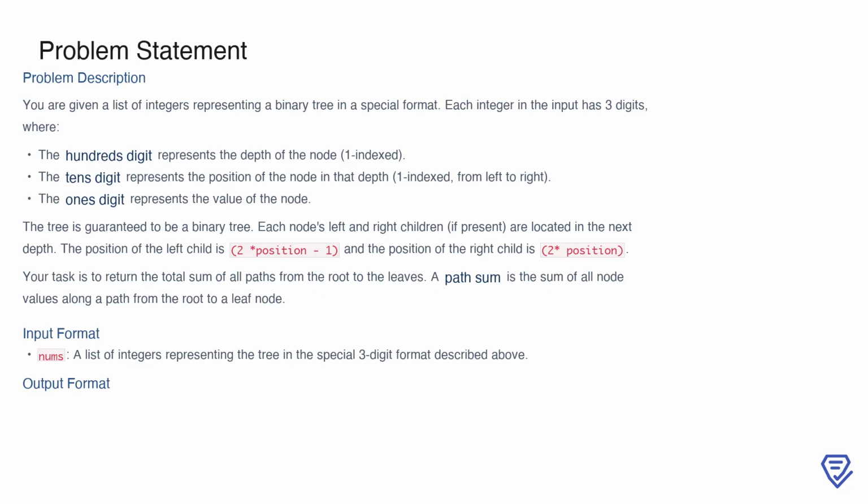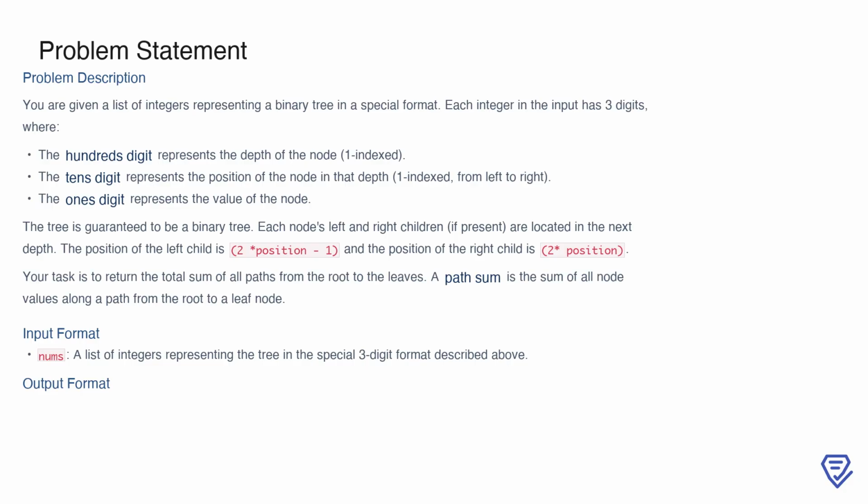In this problem, we are working with a binary tree that is represented in a unique format using a list of integers. Each integer in the list has 3 digits. The first digit, or the hundreds place, tells us the depth of the node in the tree, starting from 1 at the root. The second digit, or the tens place, specifies the position of the node within that depth, also starting from 1 and moving left to right. Finally, the third digit, or the ones place, represents the value of that node.